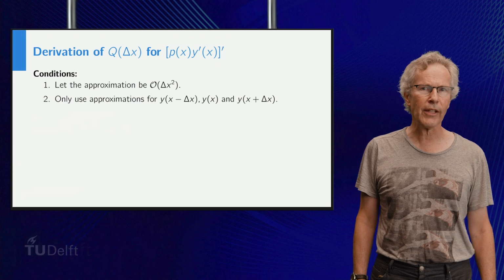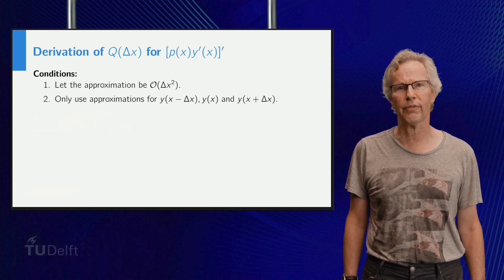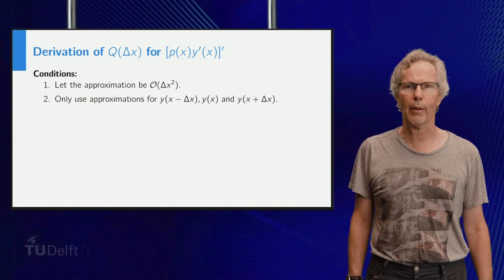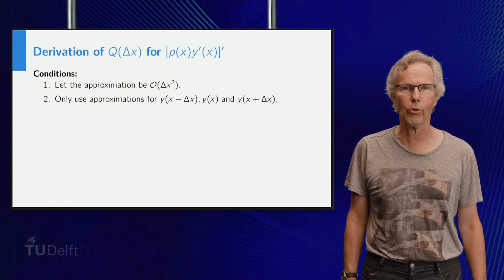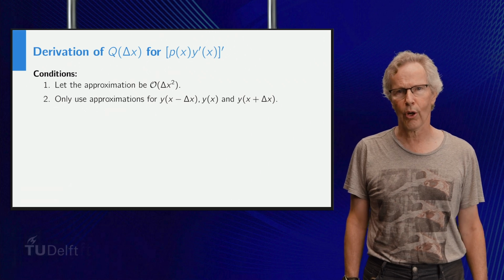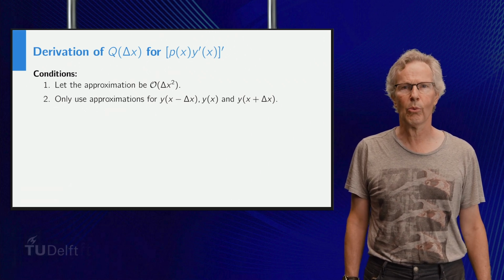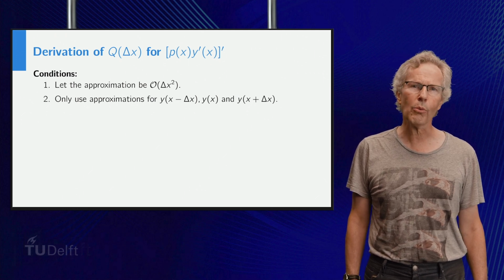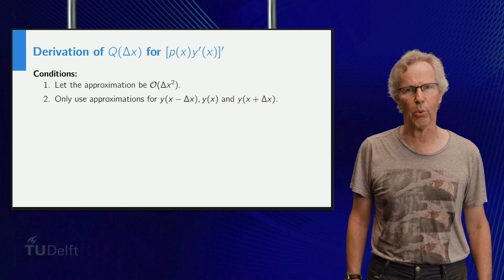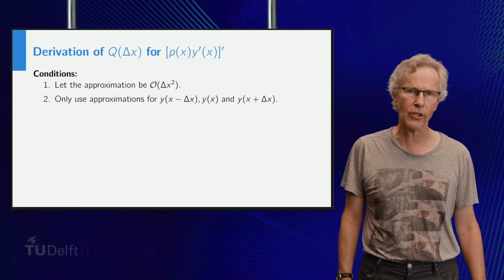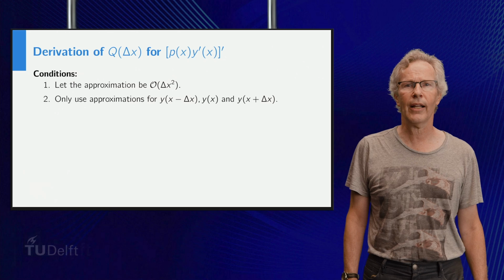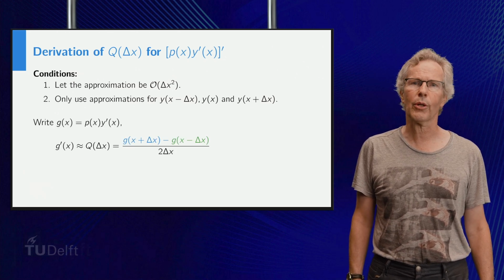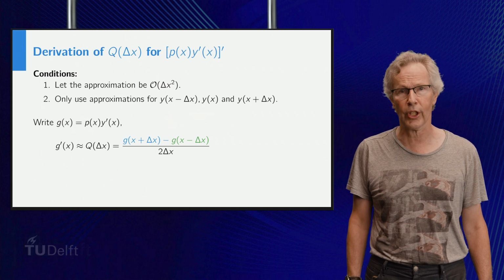Our goal in the remainder of this video is to find a finite difference approximation for the first derivative of p(x) times y'(x). We will also use central differences, so the finite difference approximation will be order delta x squared. Furthermore, we only want to use function values of y at locations x minus delta x, and x plus delta x. Let p(x) times y'(x) be called g(x).